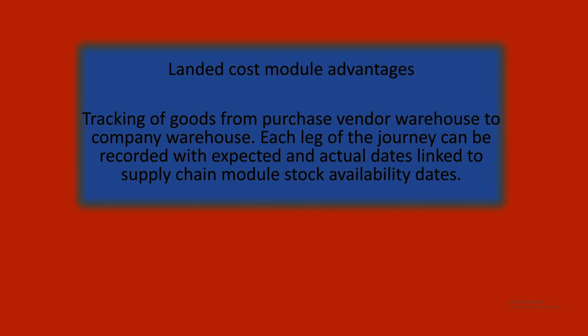Also, since goods are thousands of miles away, they are coming from the purchase vendor warehouse to our company warehouse, and this complete journey may involve different legs, small parts of the journey. The goods may travel through ocean, they may travel through road, they may be transported via train. So each leg of the journey may have an expected start date and an actual end date. All these dates are linked and tracked using this module.